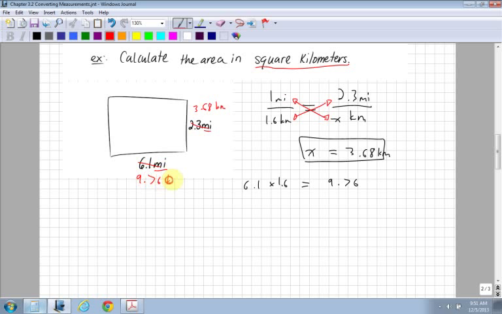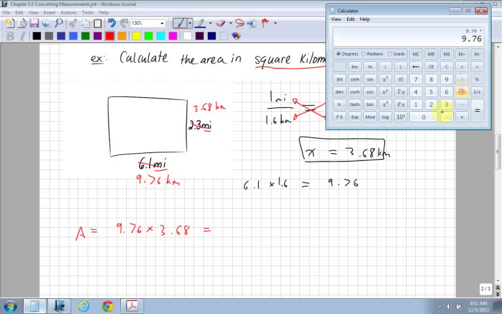They equal exactly the same amount, just a different form of measurement, right? Now to find area, I just multiply the two, right? So area is just equal to 9.76 times 3.68.